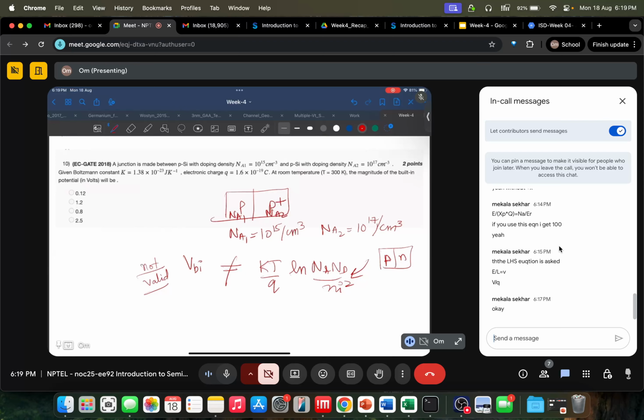So how do we find VBI? So think where this comes from. Then you will be able to answer this. Where do we get this from? What does VBI actually mean? Then you will be able to answer this question.